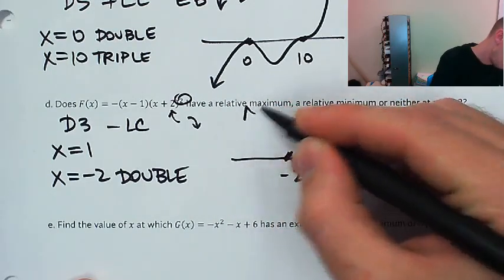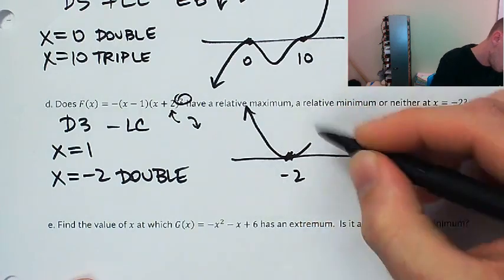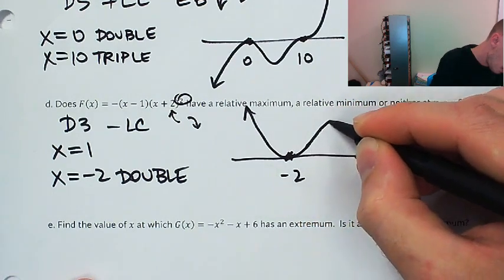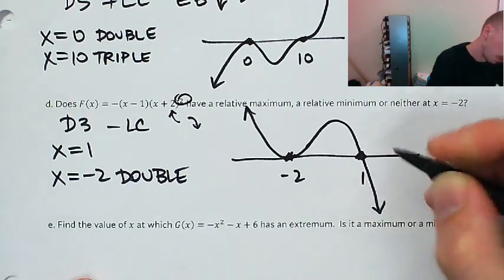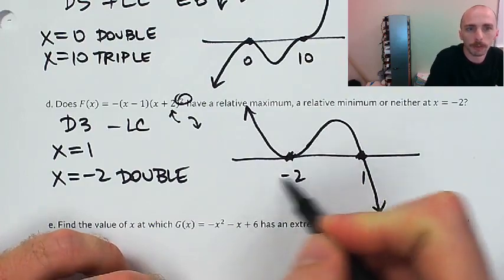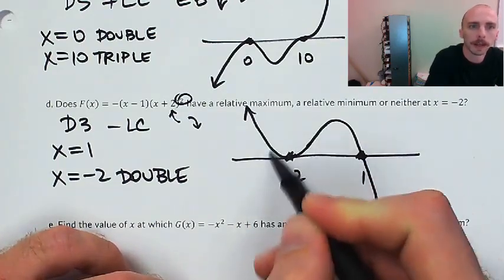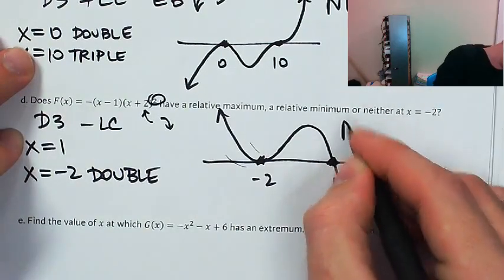Okay, so I just need to be careful with the double root, which is this one, so it's going to bounce. And it's going to go right on down through there confidently because that was a single root. We don't really even care that much. We're interested in what's happening right here, and it's hitting a local minimum. Okay, so I say relative minimum.